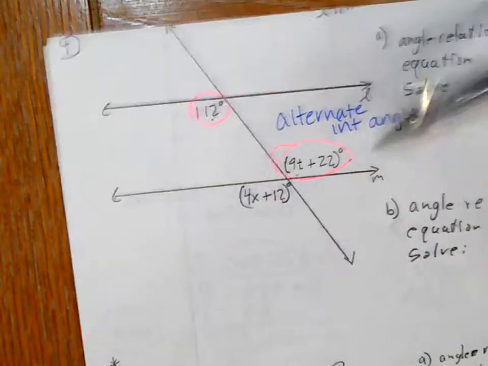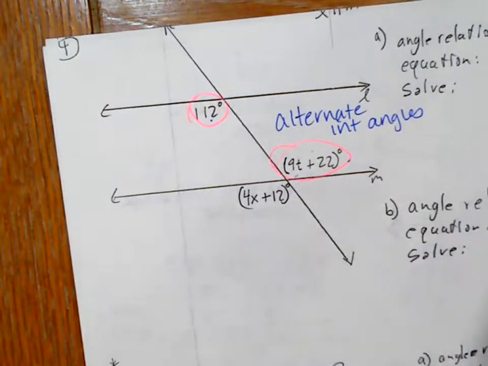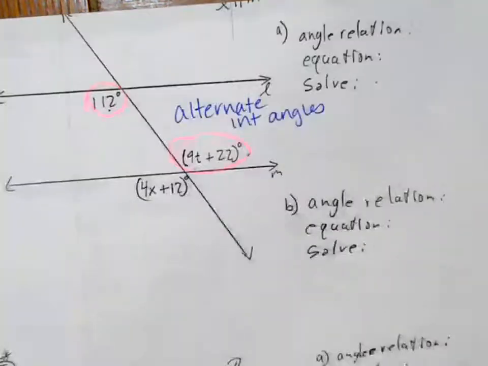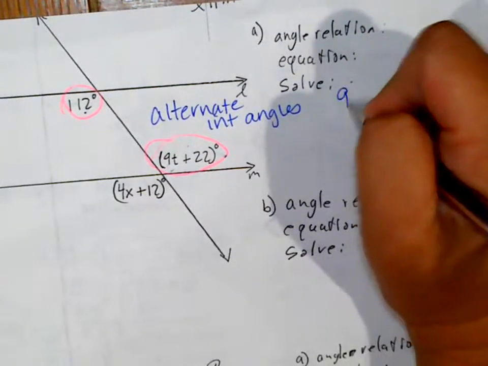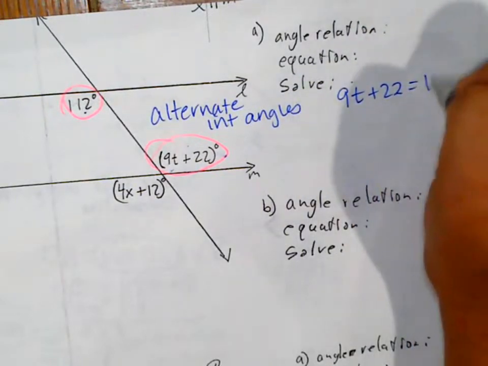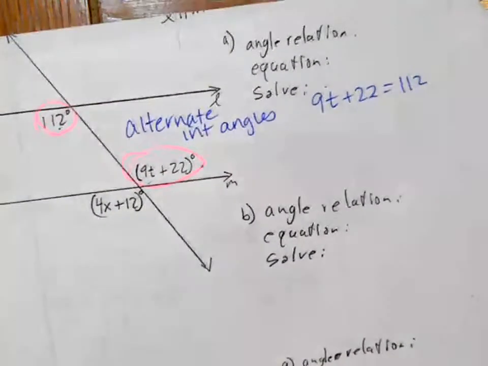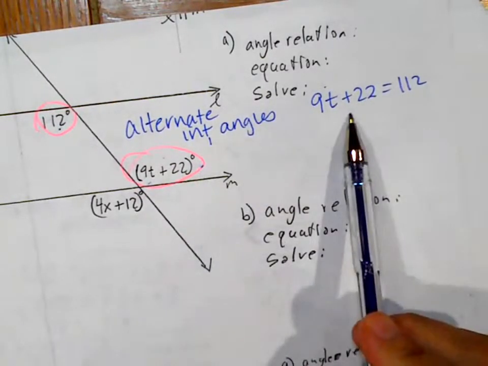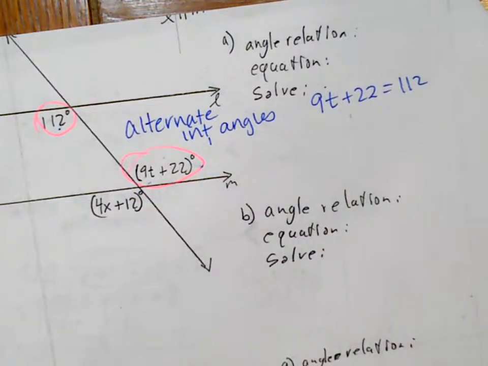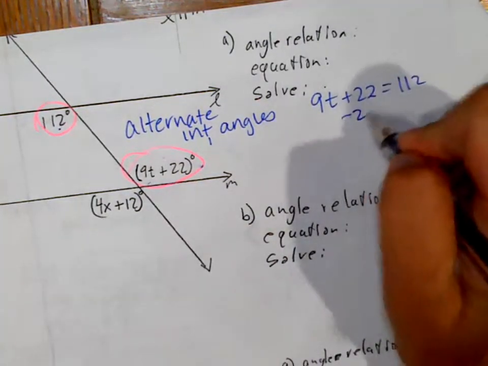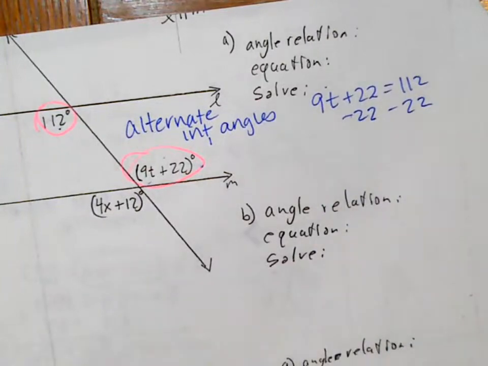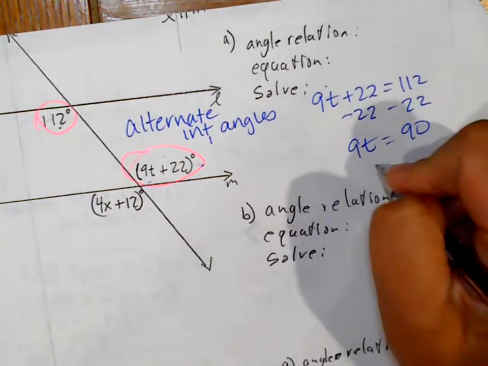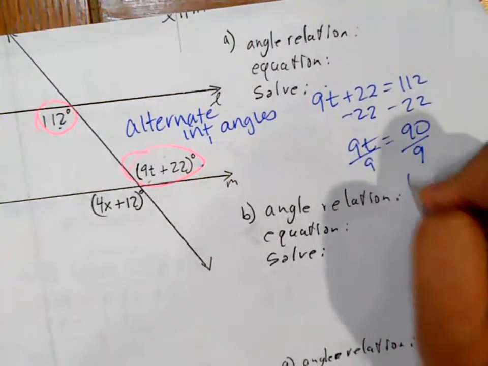All right, alternate interior angles are equal to each other. So we would set those equal to each other. You guys see here? Let's go 9t plus 22 equals 112. On these problems, again, 1 point for getting this part correct, 1 point for setting up the equation, 1 point for solving it correctly. I'm going to subtract 22. I get 9t is equal to 90. Divide both sides by 9. T is equal to 10.